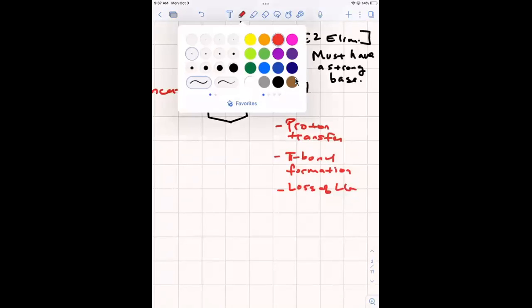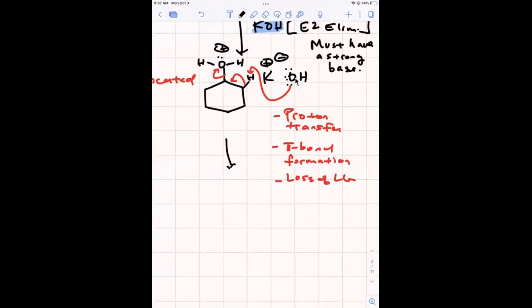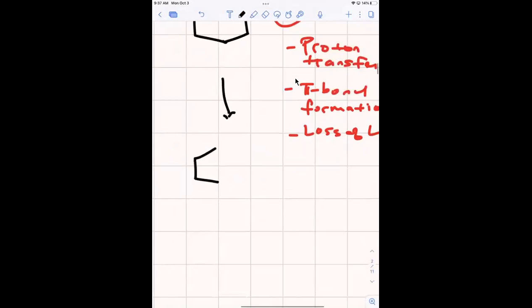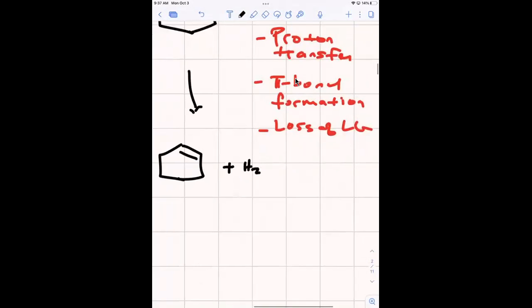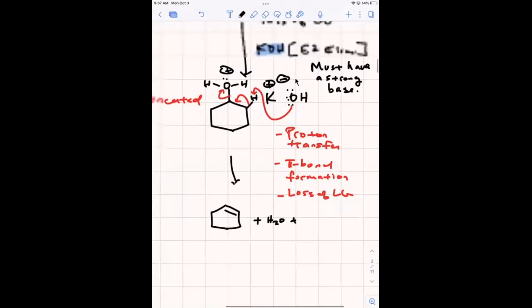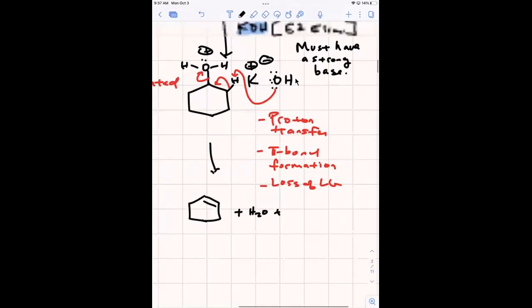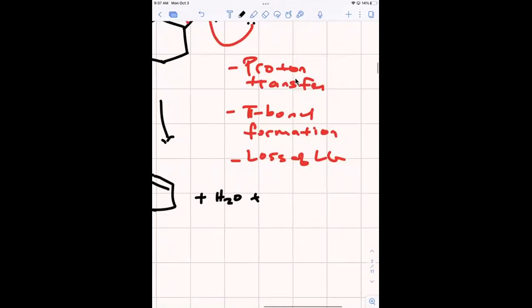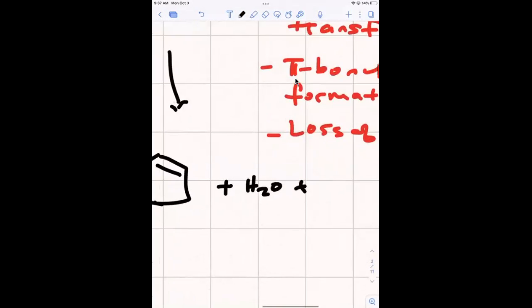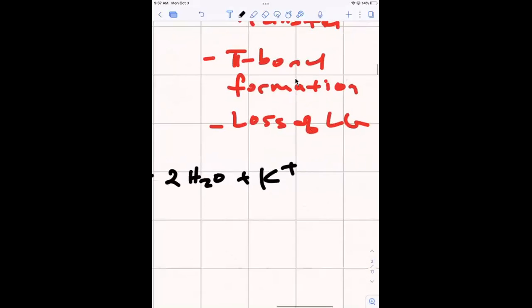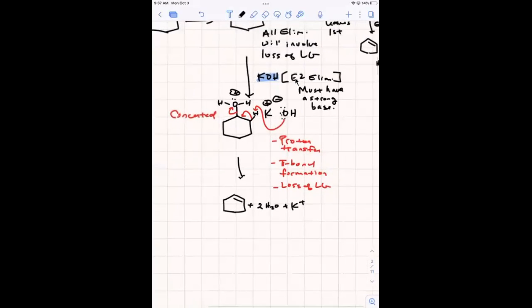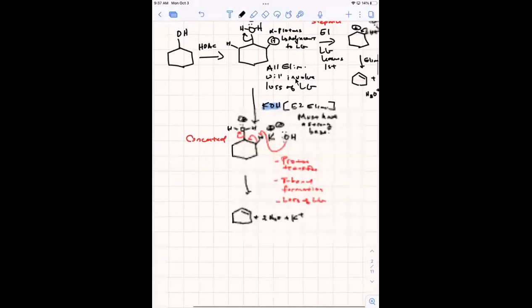And then obviously I'm going to get the same product, it's just a different mechanism to get to it. So I'm going to have this with a pi bond plus water plus, actually I have two waters. Plus potassium. Questions about that?